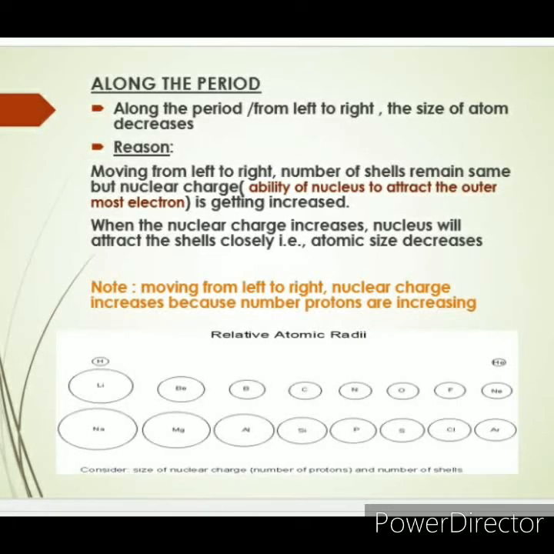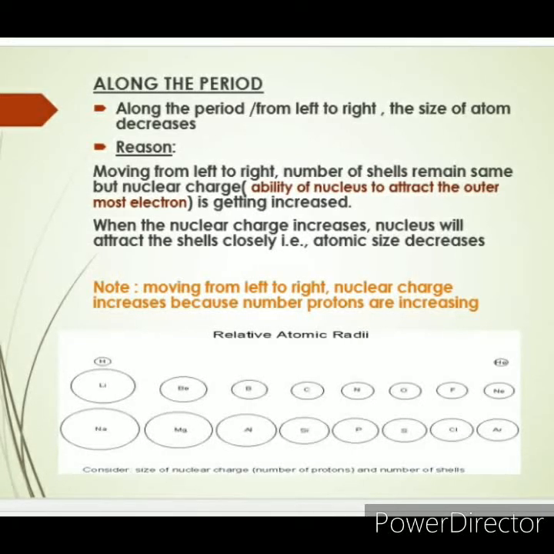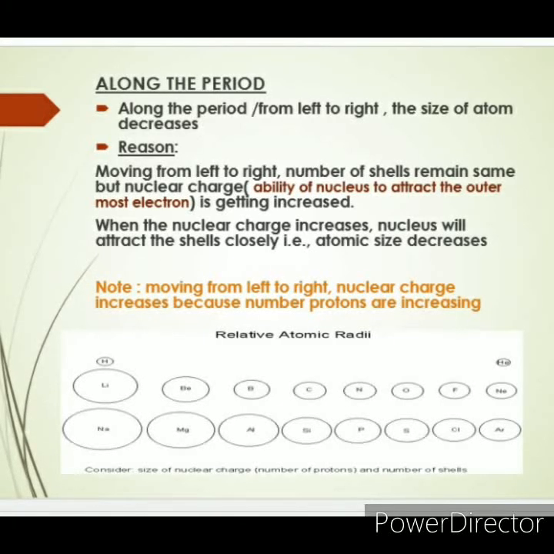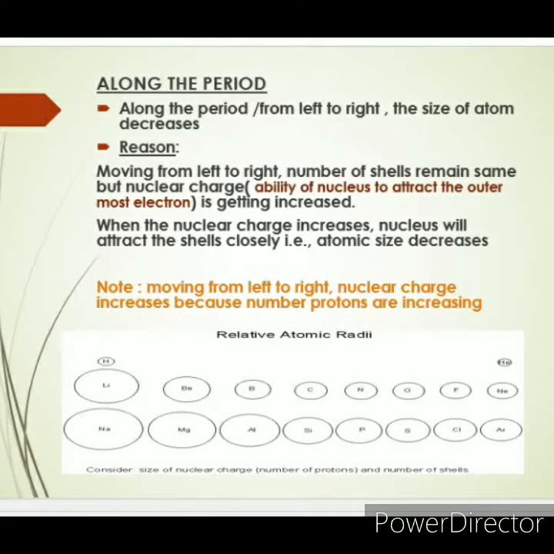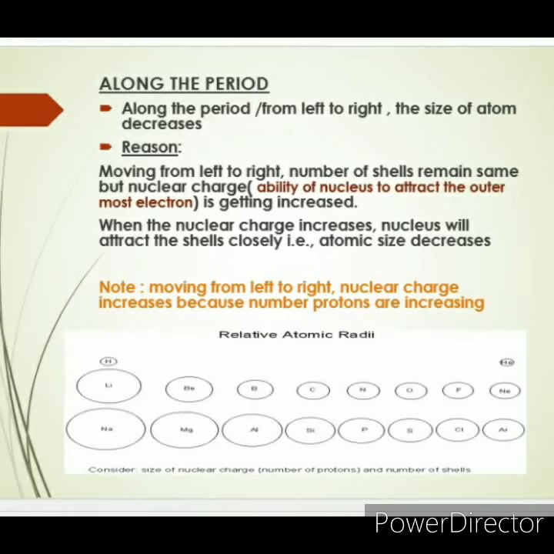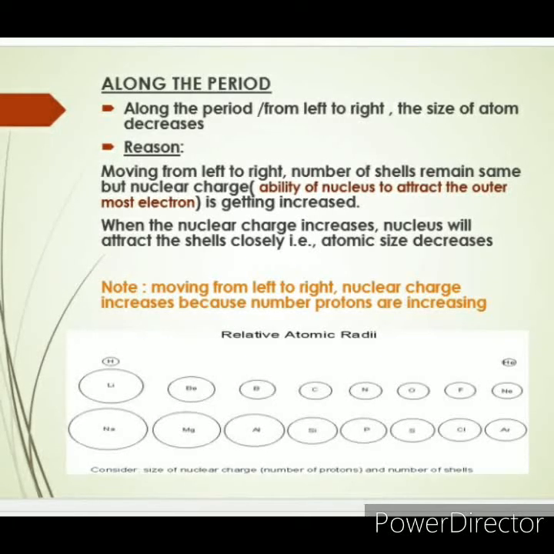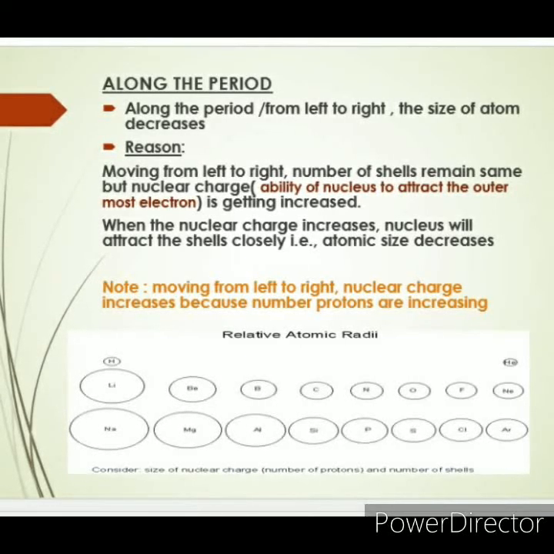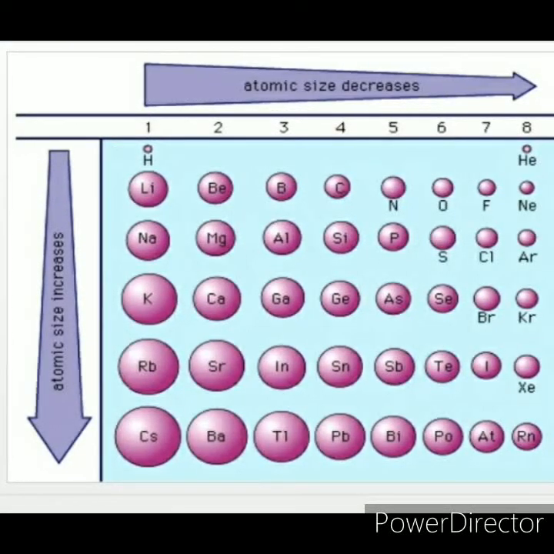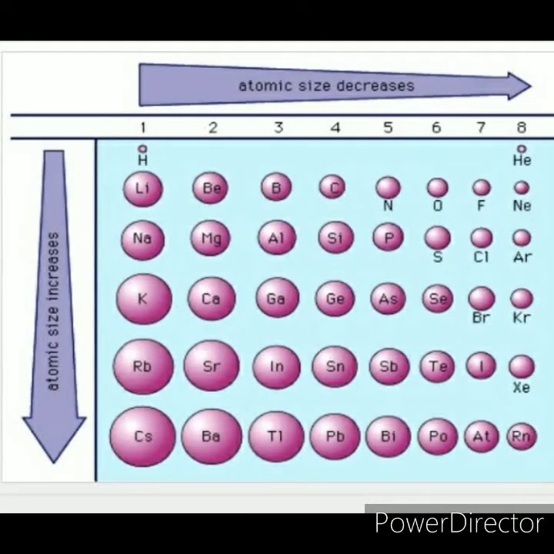Moving from left to right, the number of shells remains the same, as we already discussed, but the nuclear charge, the ability of the nucleus to attract the outermost electron, is getting increased. When the nuclear charge increases, the nucleus will attract the shells closely. That means atomic size decreases. Keep one thing in your mind: moving from left to right, nuclear charge increases because the number of protons is increasing.